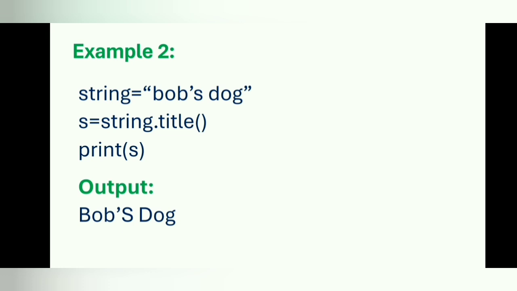The Python string title method returns a new string where the first letter of each word is uppercase and all others are lowercase. If the word contains a non-alphabet, the first letter after that will be capitalized.